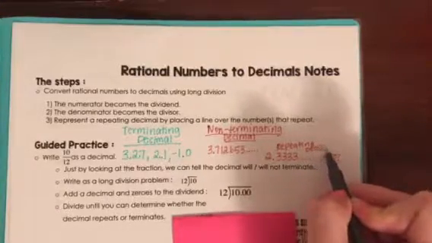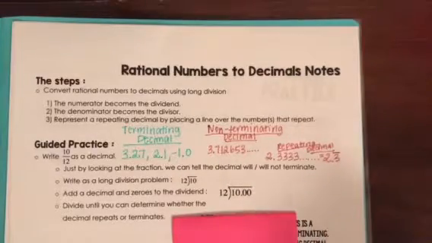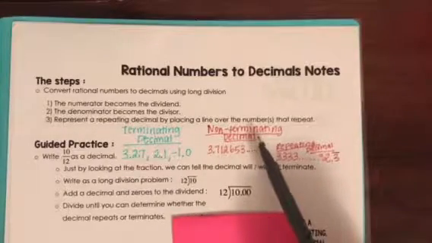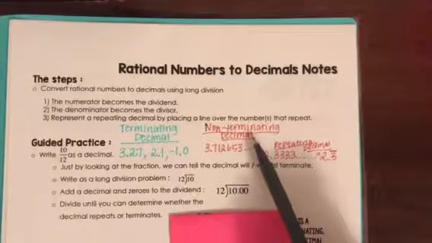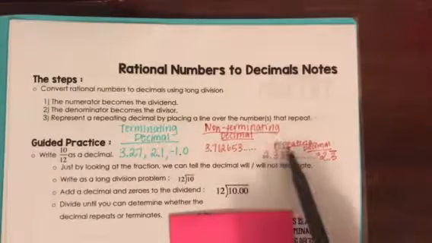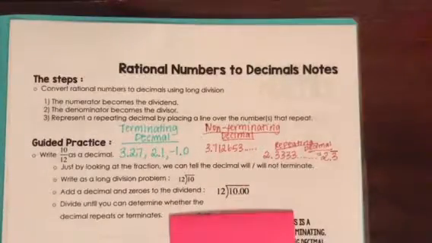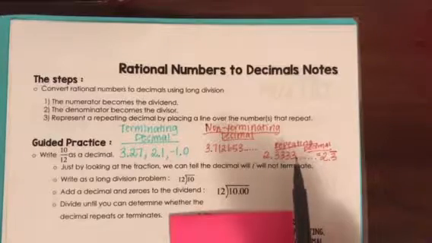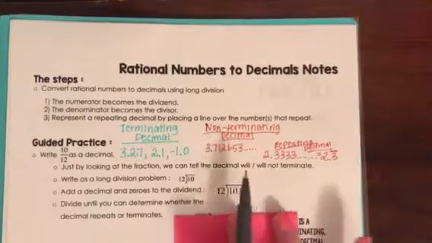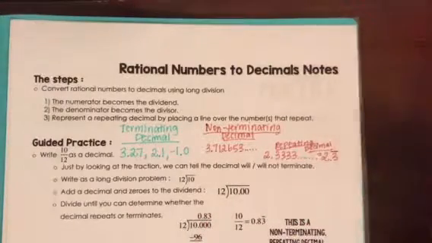And if you've ever heard of the number pi, 3.1415, and it continues forever, that's a non-terminating decimal. It never ends. And that's something that is not repeating because it goes on forever without a pattern. This, a repeating decimal, has a pattern. Okay? So we're going to do some practice with that.